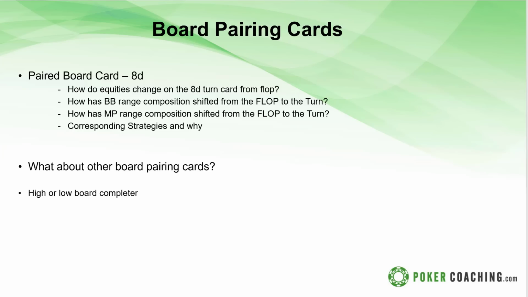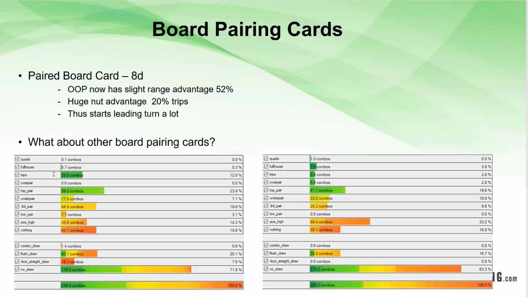Nut advantage for in position, range advantage for out of position, no change. Crushes OOP's range. OOP has more 8s in his range, right? So he has more sets now. It favors OOP. So OOP now has a slight range advantage, 52% on the 8 of diamonds.